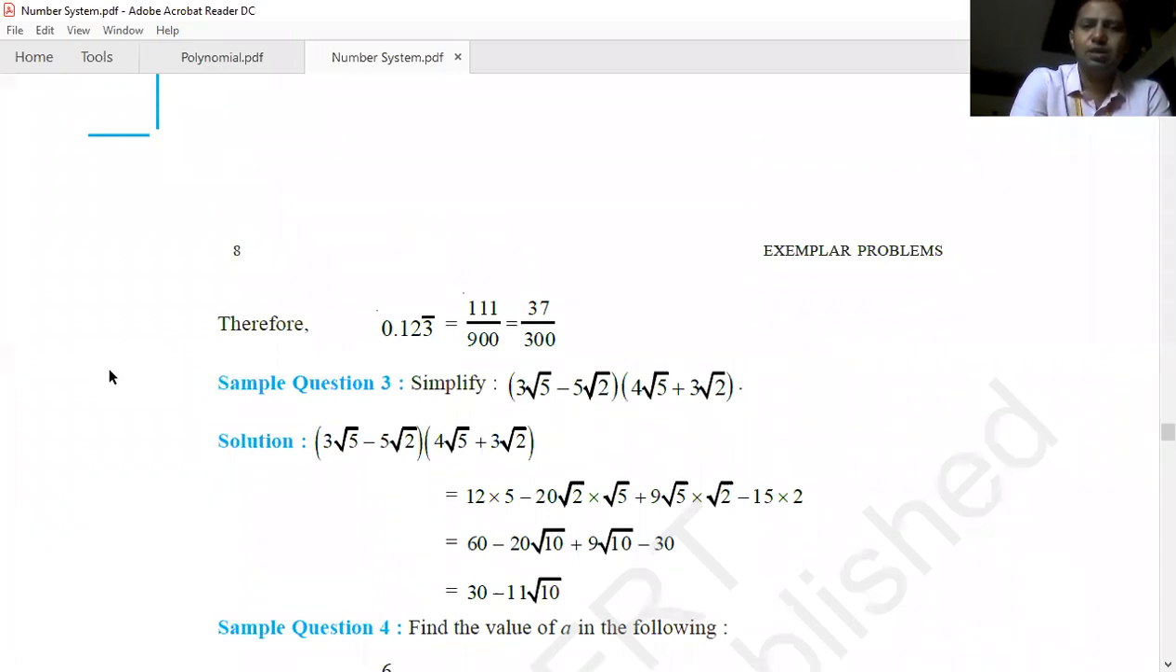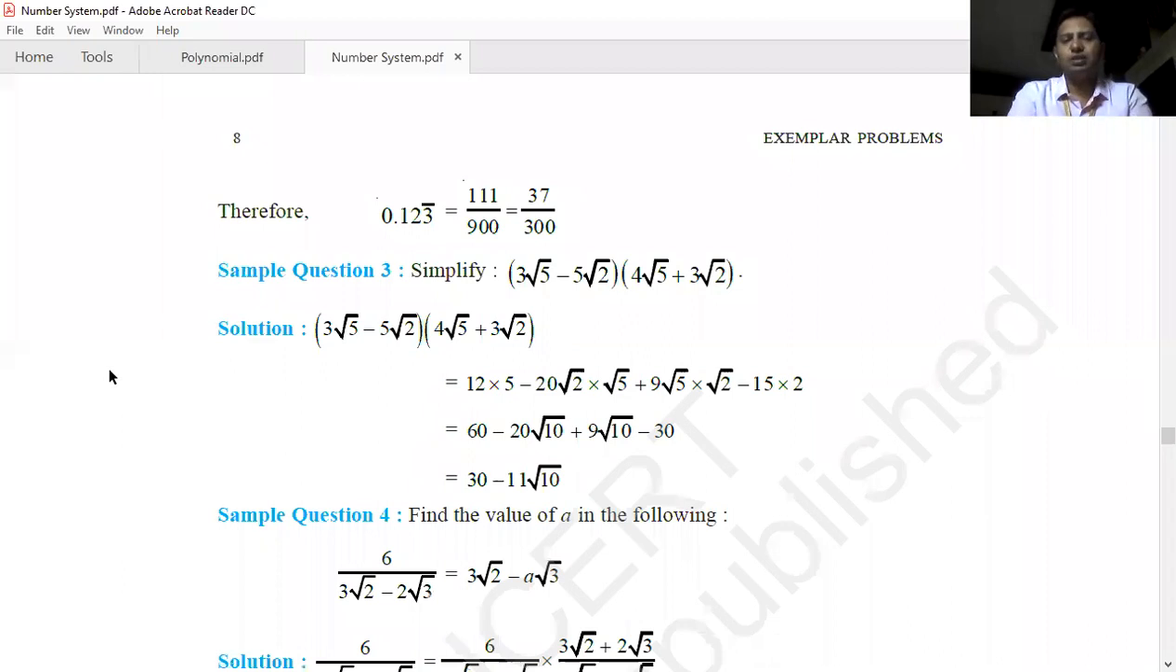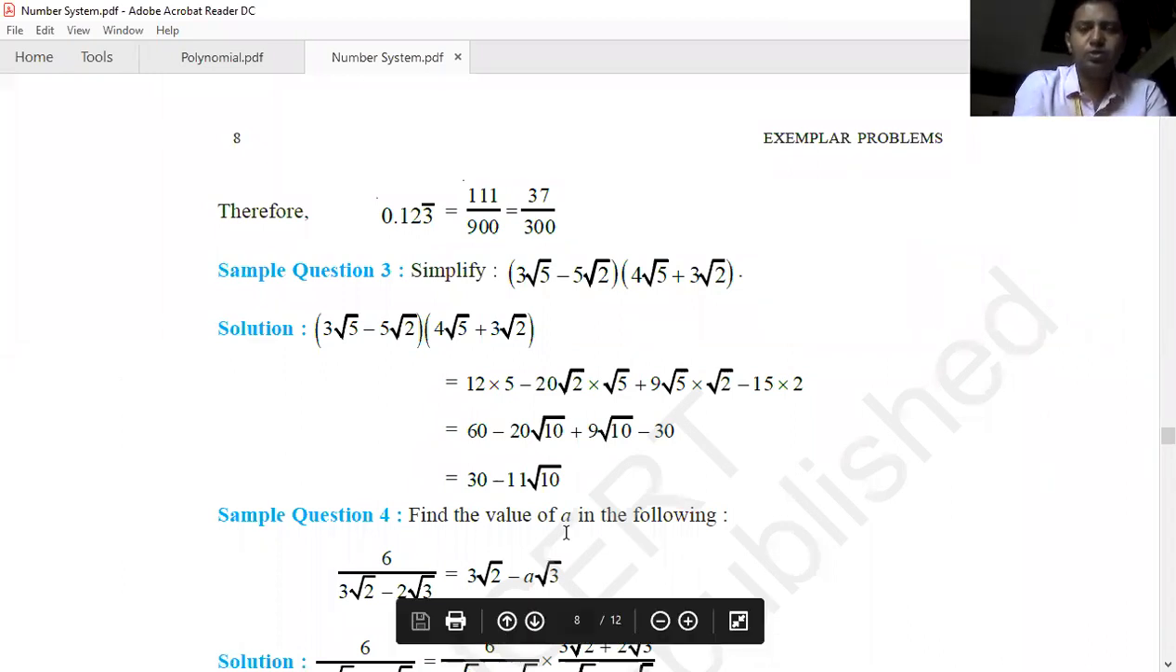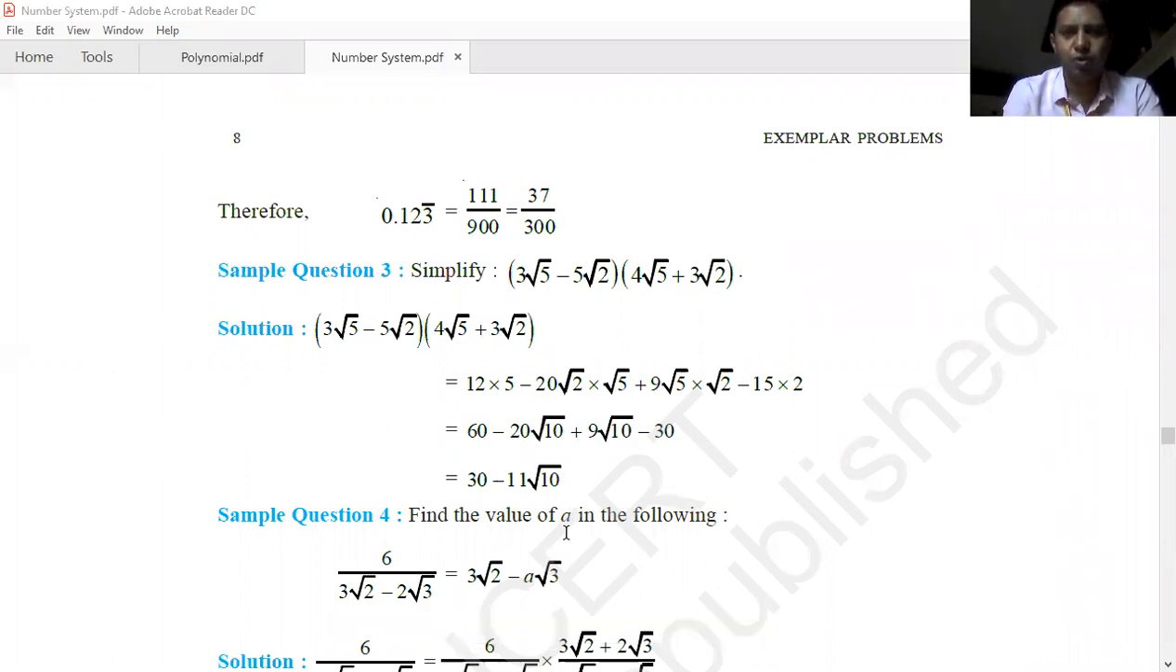Then they may ask you to multiply two or more irrational numbers. If you multiply 3 root 5 minus 5 root 2 and 4 root 5 plus 3 root 2, we'll be multiplying 3 root 5 into 4 root 5: 3 4s are 12 and root 5 into root 5 is 5, so 12 into 5. Then 3 root 5 into 3 root 2, and 5 root 2 into 4 root 5: 5 4s are 20 and root 5 into root 2 will give you root 10. That is 20 root 10.